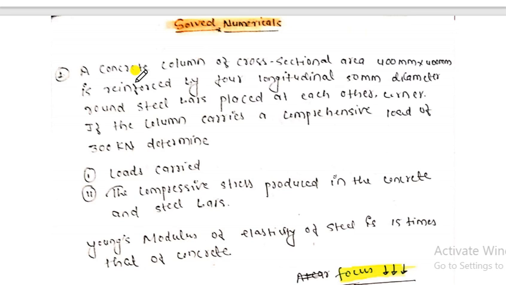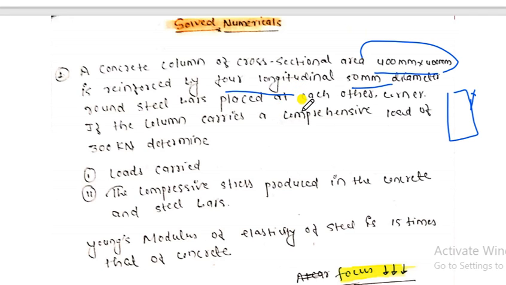As you can see, a concrete column is given with a cross section area of 400 mm by 400 mm. If this is the column, then its width and depth are 400, so it is a square type of column. It is reinforced by 4 longitudinal bars, that is, in the concrete it is reinforced with round steel bars having diameter 50 mm, and the reinforcement is placed at each corner of the column.